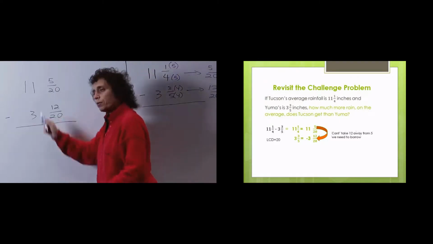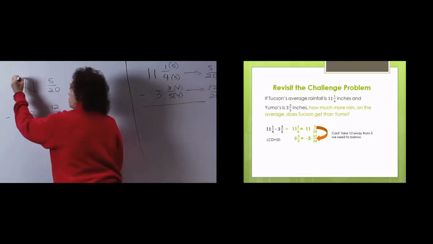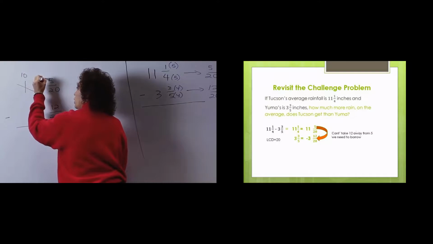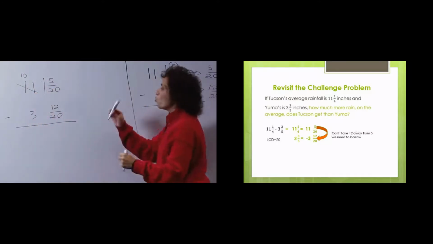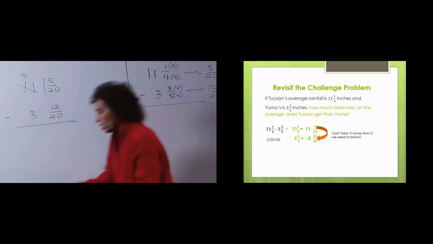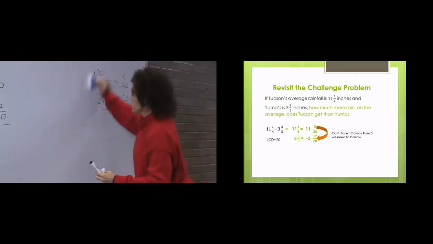Okay, we're going to borrow from the 11. So watch what I'm going to do. I'm going to borrow 1 from the 11. So the 11 becomes a 10. I'm going to write the 1 right here. Big. Not up here, or it's going to look like 15. Write the 1 really big. Okay? So that's a mixed number there. Now watch what we're going to have now.